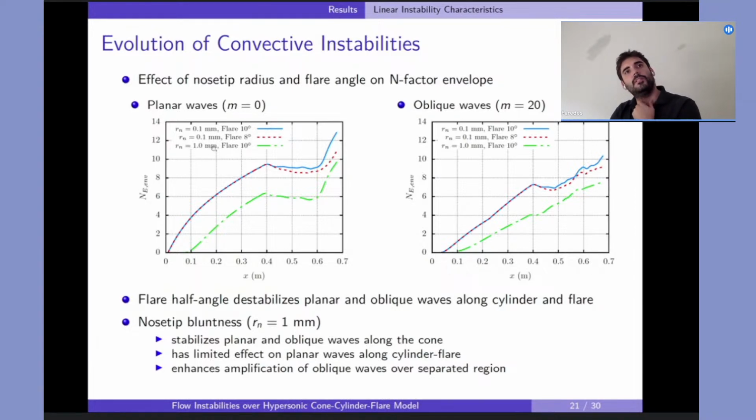What we see is that reducing the flare angle reduces the amplification in the separation region for both the planar and the oblique waves. And by increasing the nose radius, we get a stabilization of the waves in the cone. The N-factor is up to 0.4 for both planar and oblique waves. But then we have different effects in the separation region. Actually, the oblique waves have more amplification there. If we just move these red lines up, then we can do a direct comparison with the previous one. So the effect of the nose radius is mainly to stabilize the disturbances in the cone.